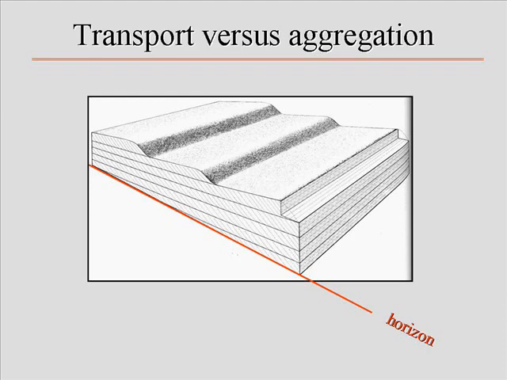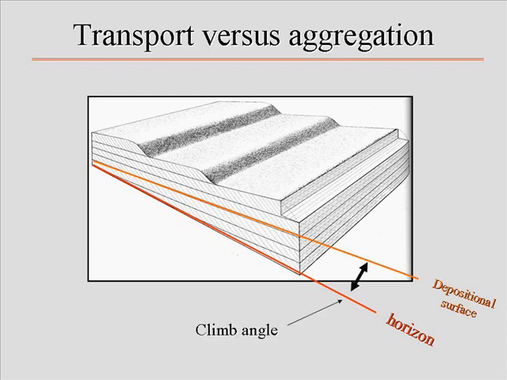There's the horizon. That's the depositional surface we normally would deal with. This is the depositional surface that we get when we have an abundance of sediment coming in, and the difference between them is called the climb angle. Climbing ripples are important. Because if you see climbing ripples, what it tells you is sediment was coming in incredibly rapidly.